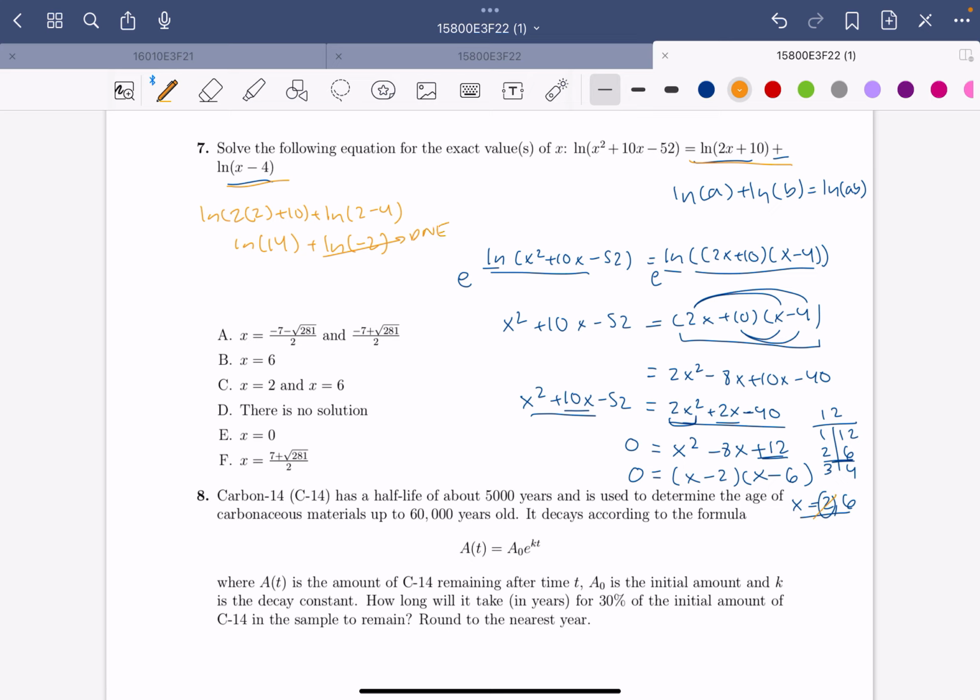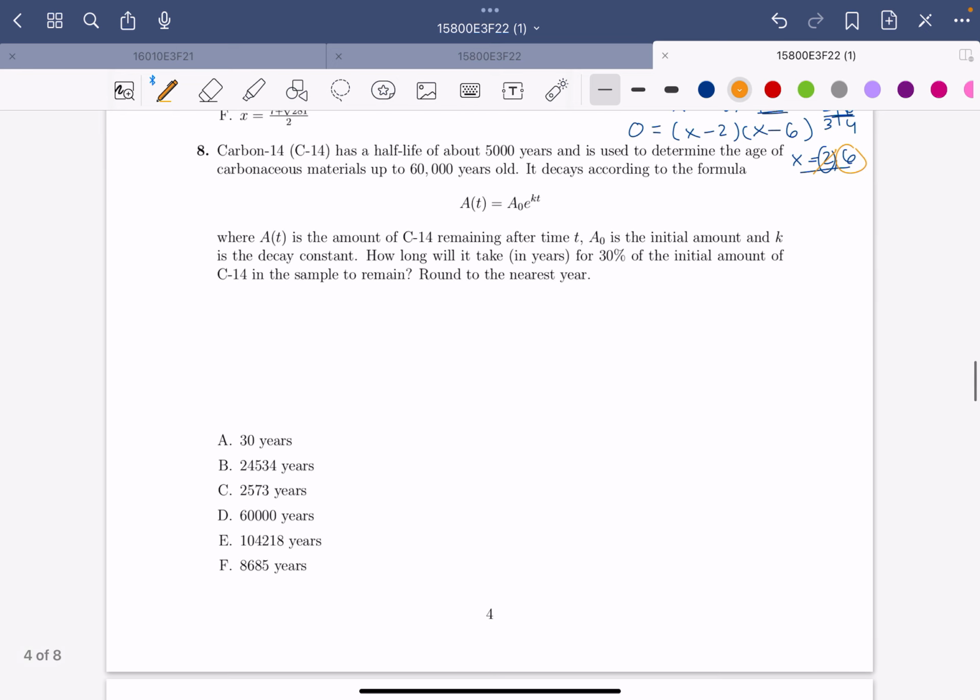Let's go ahead and check 6 too. So ln of 2 times 6 plus 10 plus ln of 6 minus 4, so that gives us ln of 2 times 6 is 12 plus 10 is 22 plus ln of 2. This is good, so our answer is x equals 6. Again, whenever we have natural logs, we really need to check if whatever's inside is greater than 0, because if it isn't, then we have an answer that can't exist or is invalid.